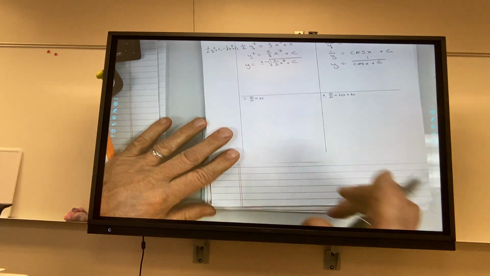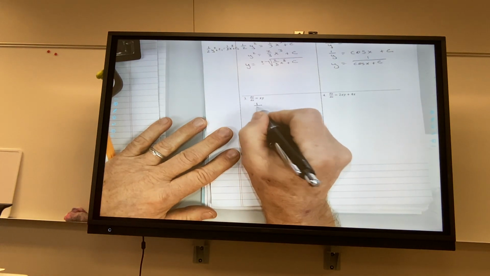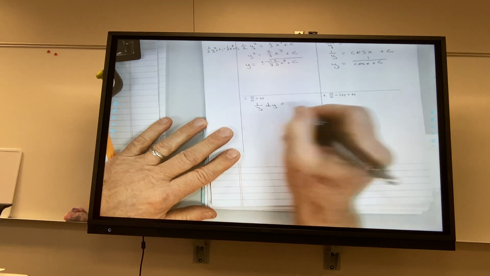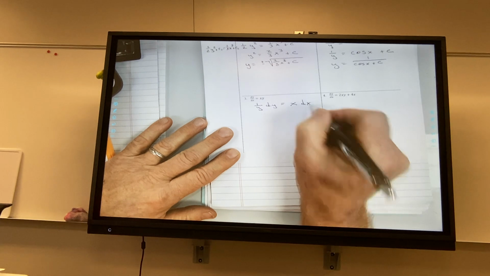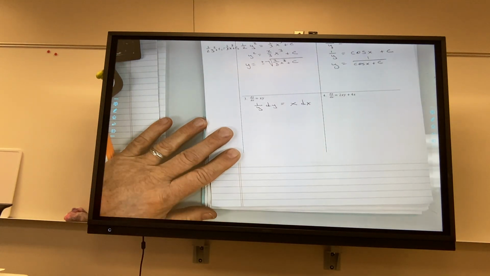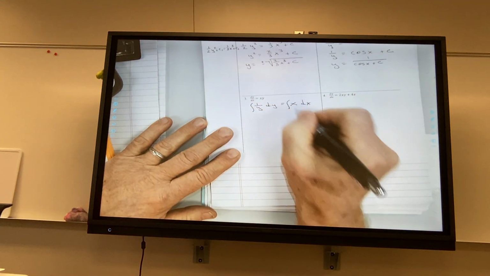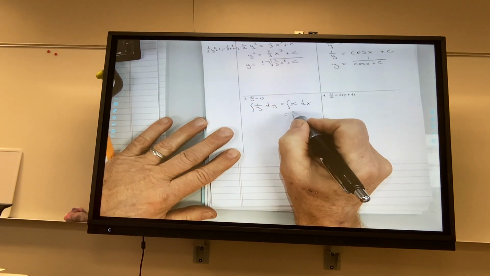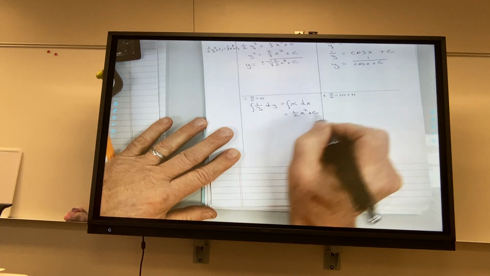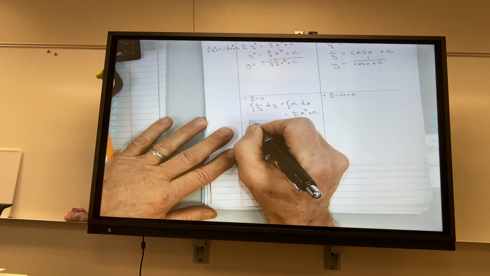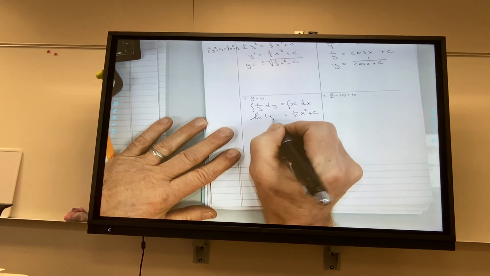Okay, Lucy. Would you do 1 over y times dy equals 1/2 x squared dx? Oh, you're right, but right now I'm just going to write that. Oh, okay. You're headed in the right direction. Now I'm going to integrate. And over here you get what? 1/2 x squared plus c. What do you get here? Is that like the natural log of y? The absolute value of y.